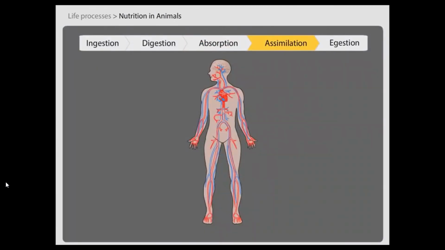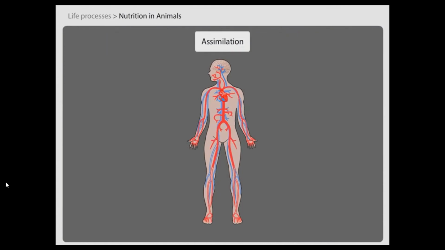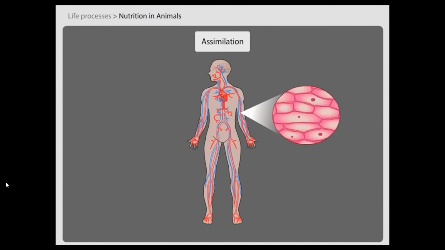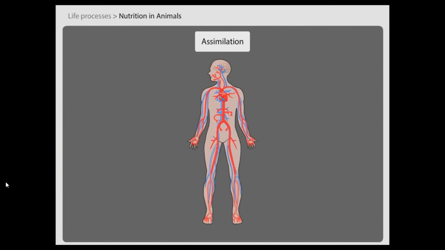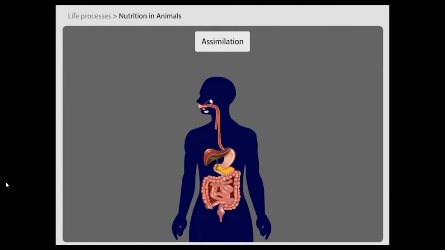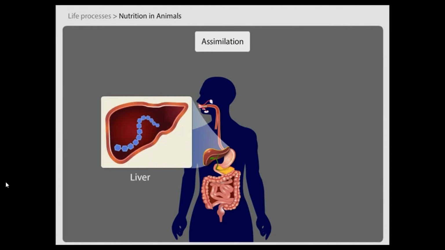Next, we shall know about assimilation. From the blood, digested food is carried to all parts of the body. The digested food is used by the cells for obtaining energy, for growth and for the repair of the body. The digested food which is not used by our body immediately is stored in the liver in the form of a carbohydrate called glycogen. This stored glycogen can be used as a source of energy by the body as and when required.